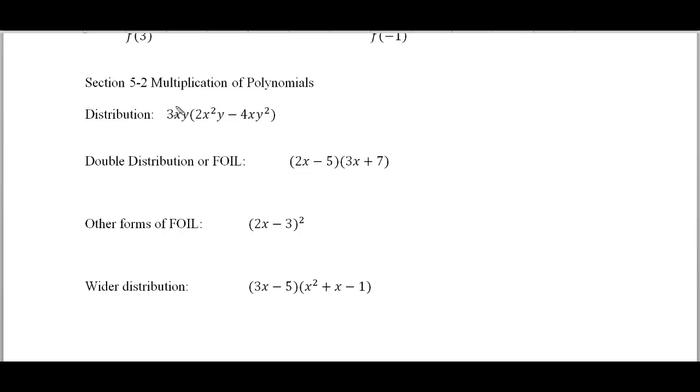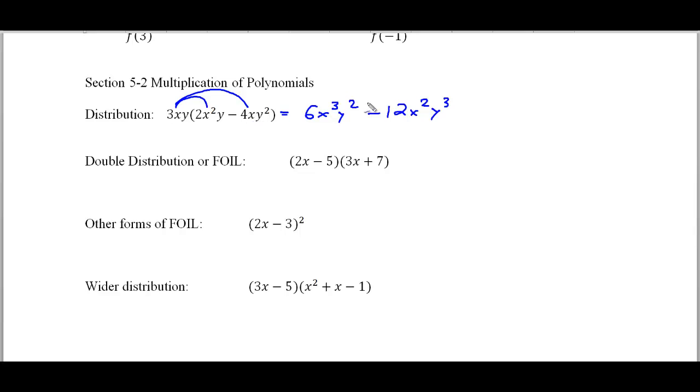to multiply from the outside to the inside. Now, what this problem does, it will not only test your ability to multiply, but also remember your exponential rules. 3xy times 2x squared y is equal to 6x cubed y squared. 2 times 3 is 6, x and x squared makes x cubed, notice how it adds, and then y and y make y squared, minus 12x squared y cubed.